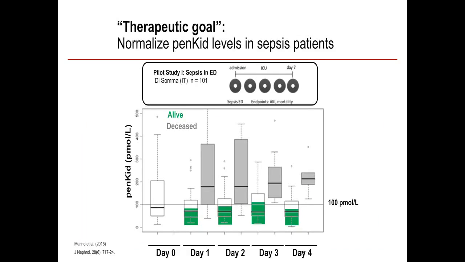Another way to look at this is a therapeutic goal. Right now, let's do whatever we can to normalize PENKid levels in sepsis patients. You can see here in this study, the green are those alive over the hospitalization, and the gray shaded are dead. If you can normalize the PENKid levels, you do better. Your survival is better. Now, what's normal? The studies have demonstrated this very easy to remember number of 100. 100 picomol per liter is a great target.